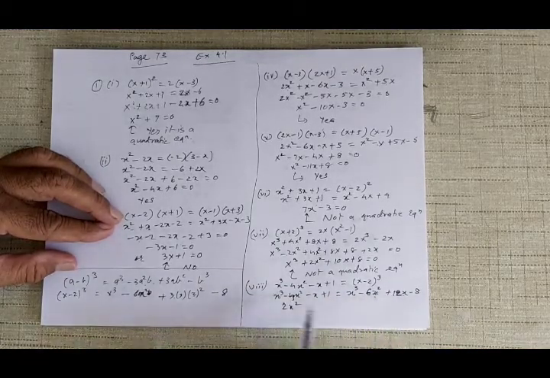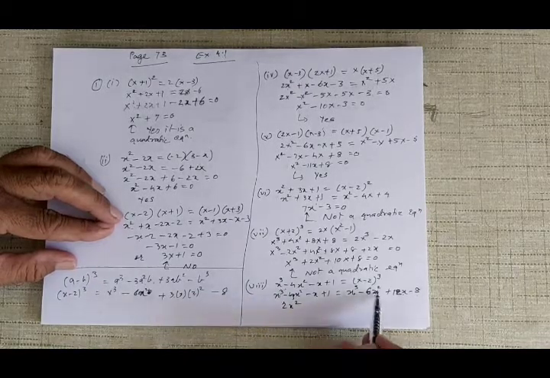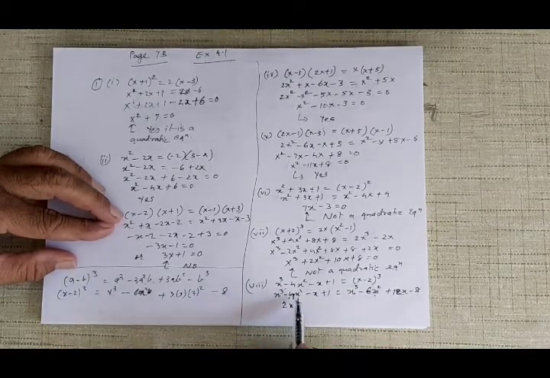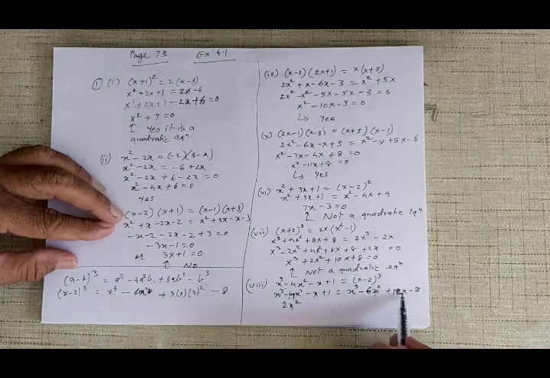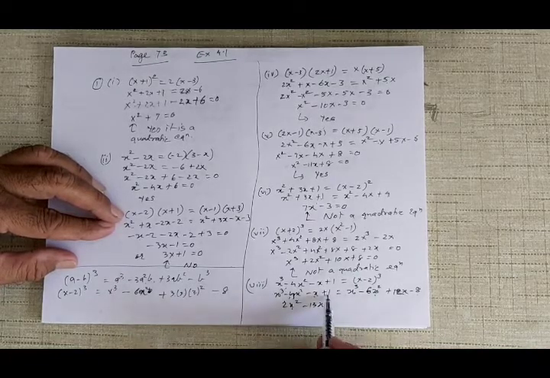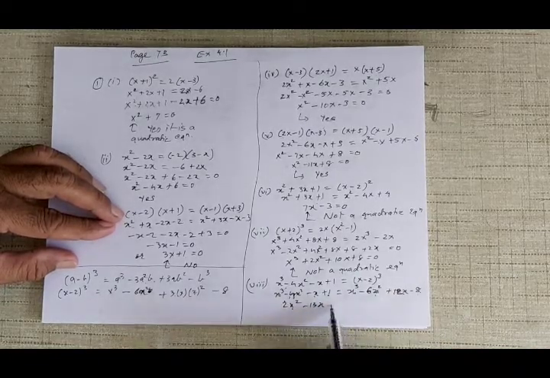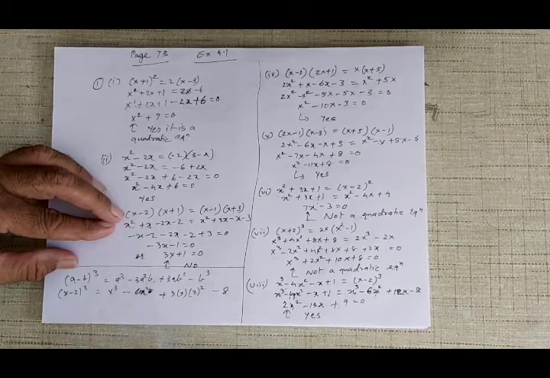So now if you shift it to this side, this x cube is cancelled out, minus 6x square becomes plus 6x square, 6x square minus 4x square is 2x square, minus x minus 12x will become minus 13x, and 1 plus 8 will become plus 9 is equal to 0. Now again you can see this is x square, so yes, it is a quadratic equation.